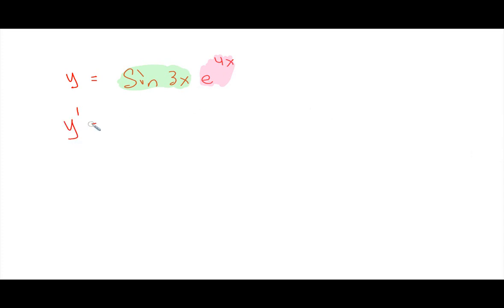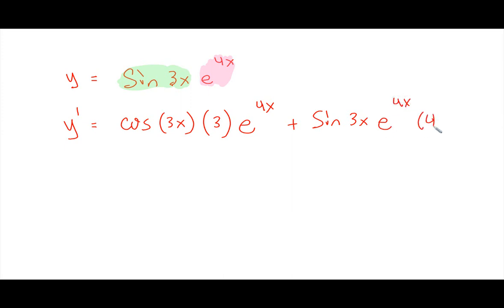So y prime is equal to, so the derivative of this trig function, remember trig functions, think of them as compositions, so we need chain rule. So the derivative of the outside is just the trig function, sine. So the derivative of sine is cosine. We keep the angle the same. Then times the derivative of the angle, which is 3. And then we keep this one the same, the e to the 4x. Plus, now I keep the first function the same, sine 3x. And then I take the derivative of the second function. That's just going to be e to the 4x, and then times 4.